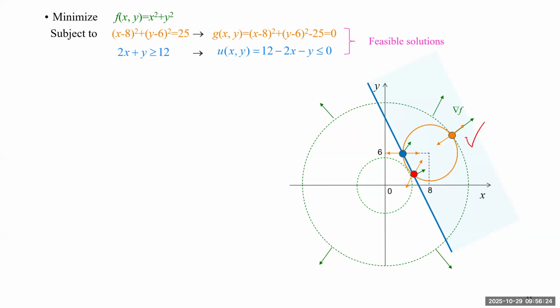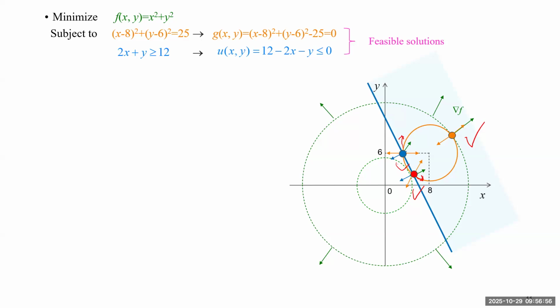But for the red one and the blue one, if we only check the arrows in green and orange, they don't cancel out. The orange is in the same direction, but the green indicates some other direction to move this point. Right? There seems to be another force to move along the circle. But if we also introduce the force due to the inequality constraints.